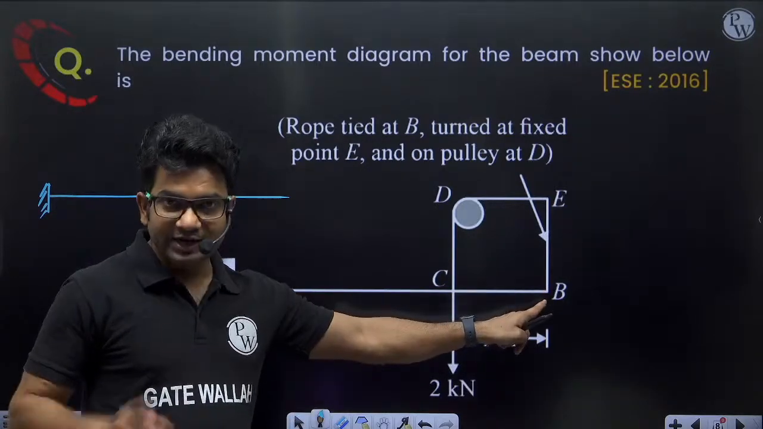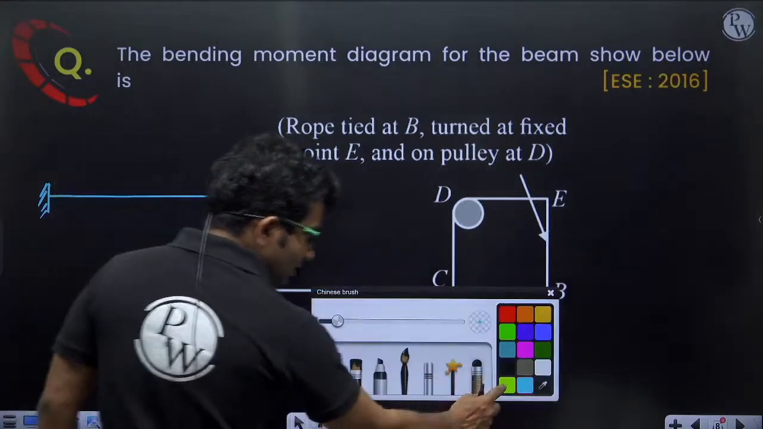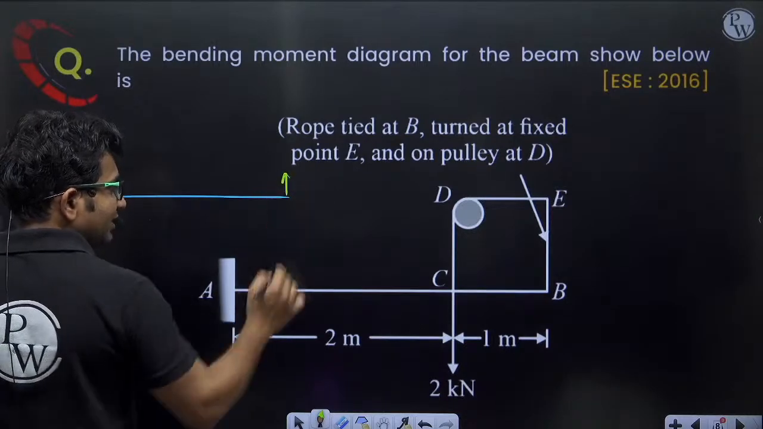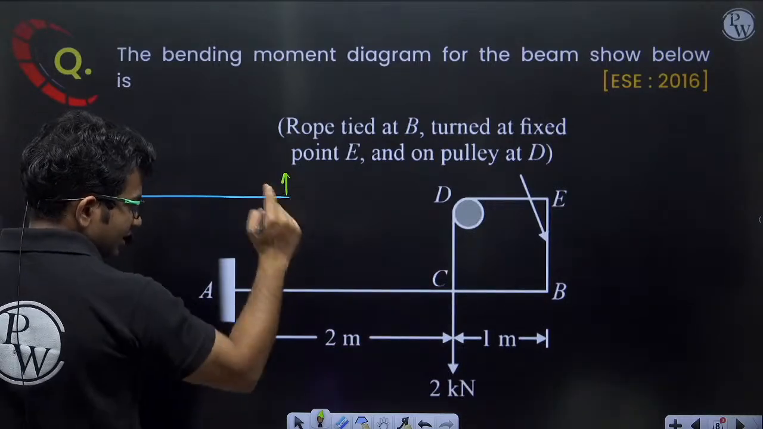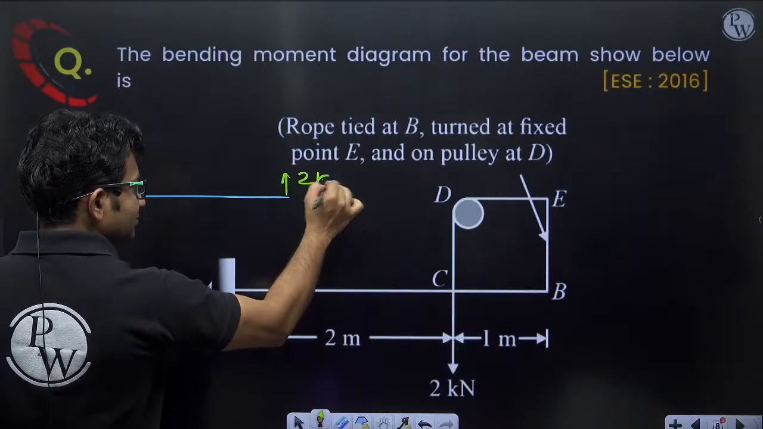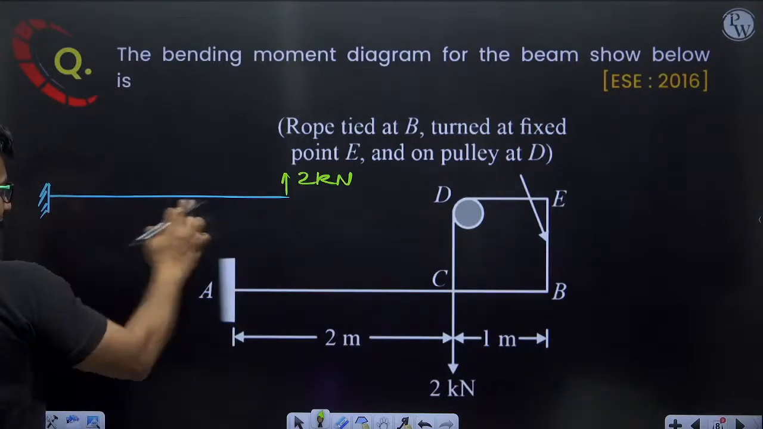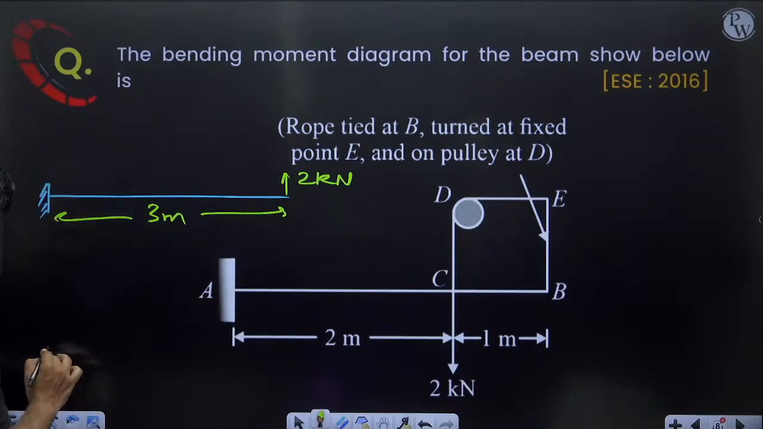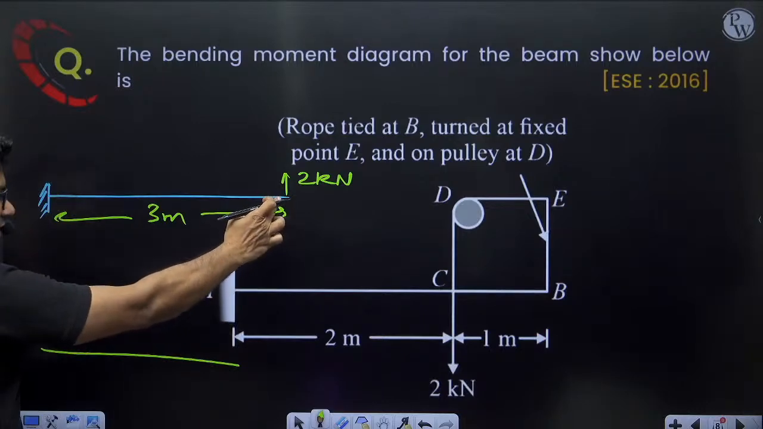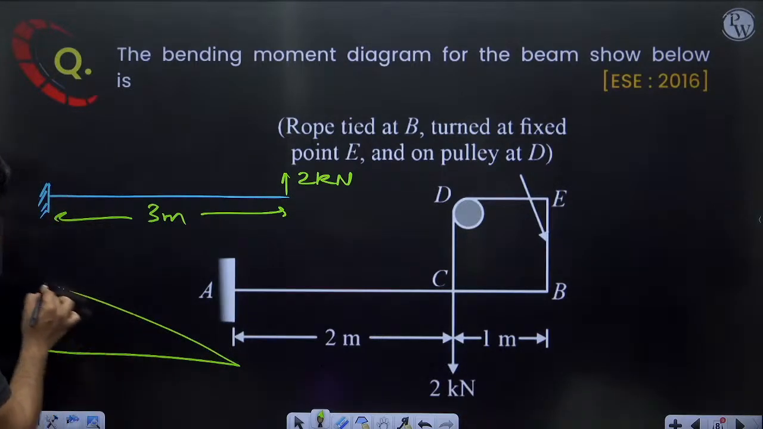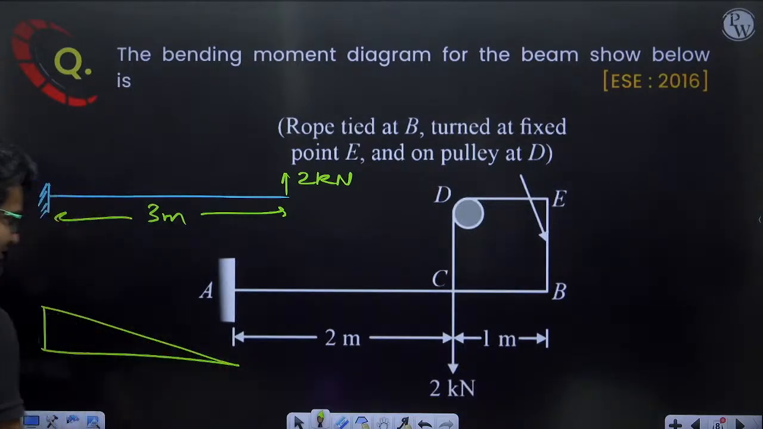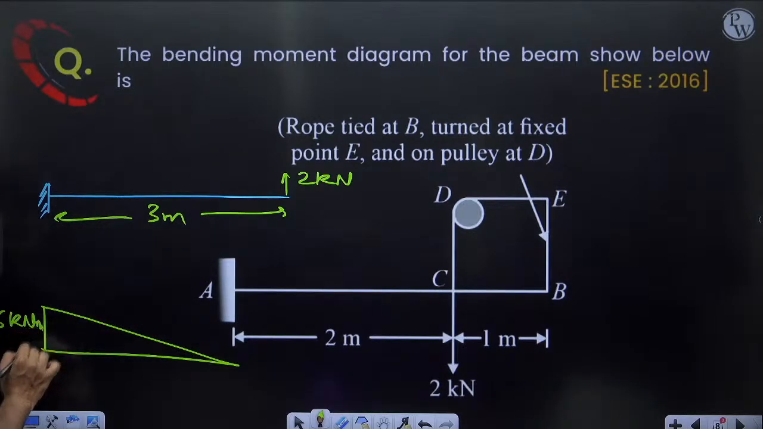Okay, so the rope is tied at point B only. So if I want to draw all the external forces on the beam, I will be getting only one external force at point B here, and this external force is 2 kilonewton, and the perpendicular distance is 3 meter. Now the bending moment diagram should be like this. At this point, zero bending moment, and here it is linearly increasing like this. So the bending moment diagram should be like this, right? And 2 into 3, 2 3s are 6. It will be 6 kilonewton meter. It should be like this.